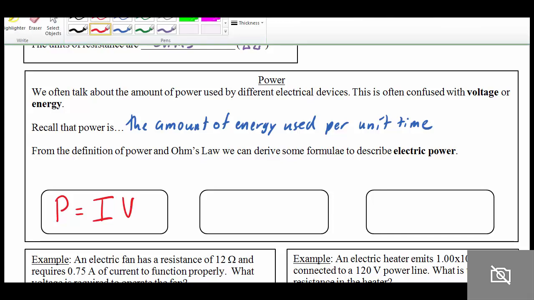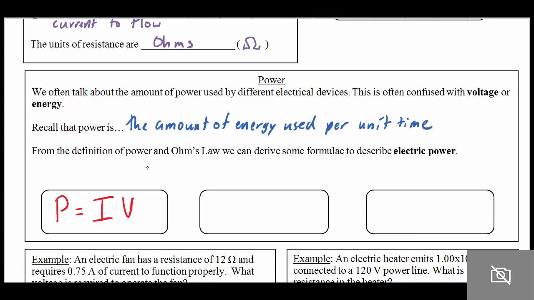Now if we combine that with Ohm's law that we just learned, remember V equals IR, I could just substitute this value in here for V, and I would get another formula which says power is I times IR, or power is equal to I squared times R. So if I don't know the voltage in the circuit, but instead I know the current and the resistance, I can use this second formula.